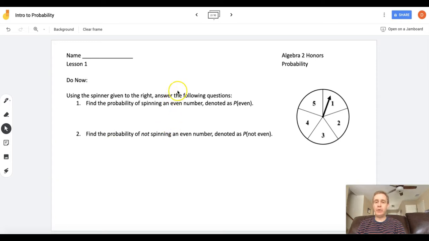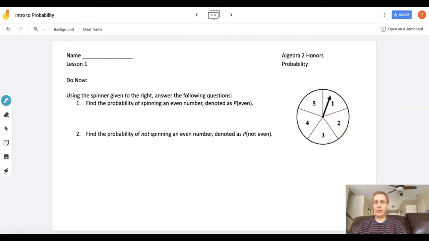Like my other videos, if you want to print out the lesson for today, it's on Classroom and you can take notes as I go through an introduction to probability for today. So in the beginning here, we have a spinner, and you'll notice that there are 5 numbers here.